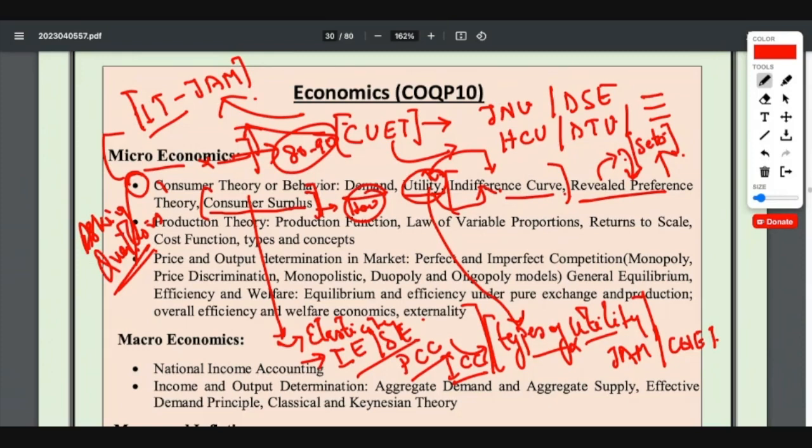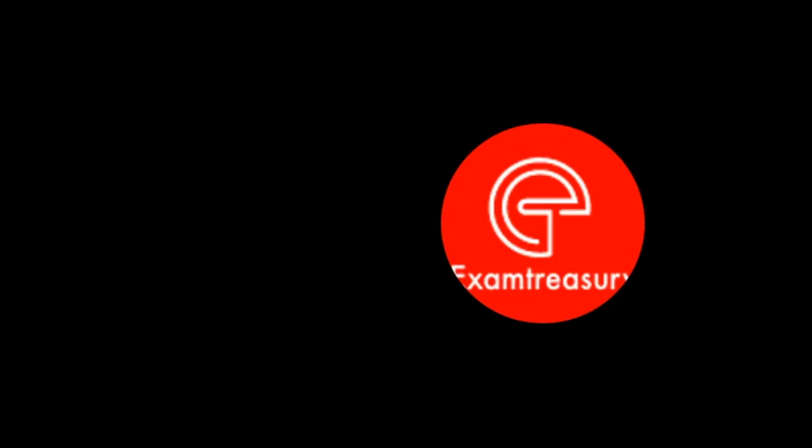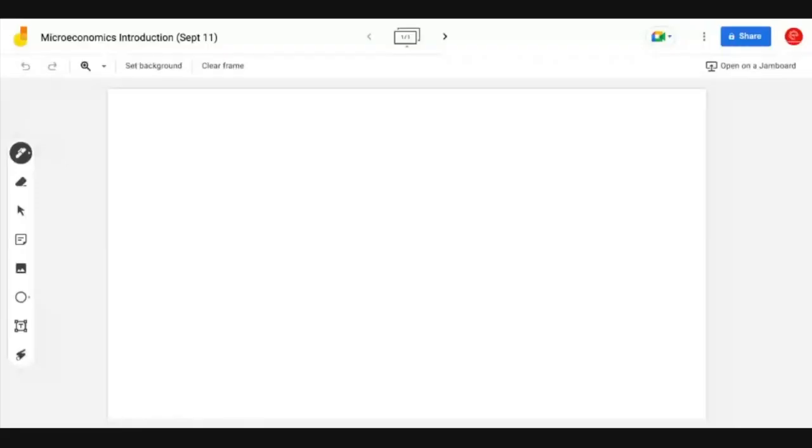So we'll be covering the syllabus. We'll be using this CUET and JAM syllabus as a reference point, but we'll go a bit in details. Okay. So before we start with our basic microeconomics, let's talk about our approach. Okay. The first thing that you need to look at is previous papers.